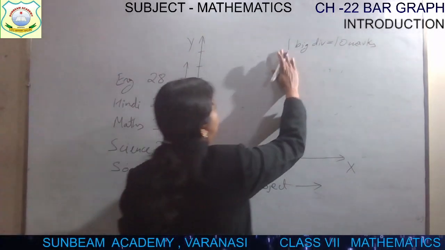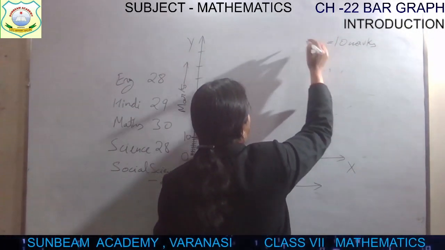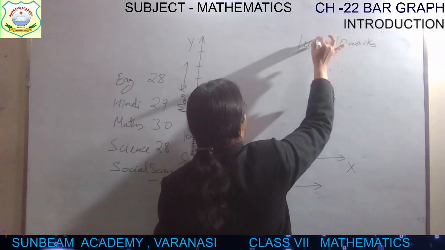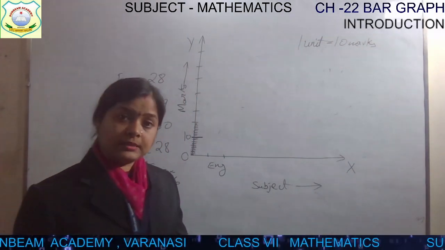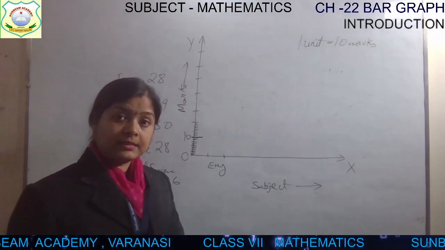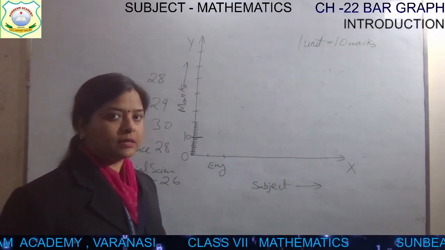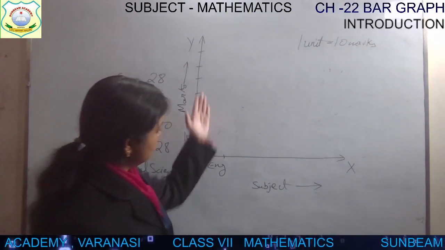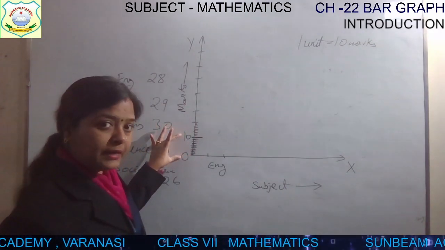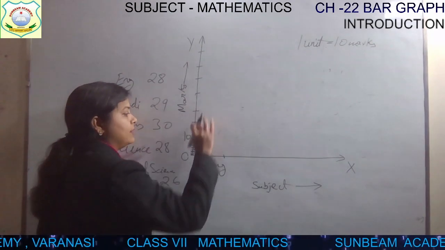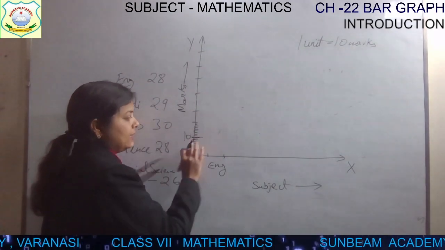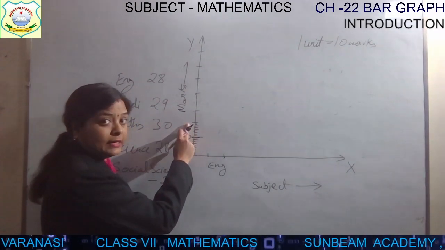You can write it as 1 big division; here you can write 1 unit is equal to 10 marks. Sometimes students write on the y axis 1 unit is equal to 10 marks. Yes, it is also correct. On the Y axis, this is 1 unit, and it is equal to 10 marks. So now each unit will be divided into 10, 10, 10, 10. It's not that if you write 10 here, you will write 100 here, no.